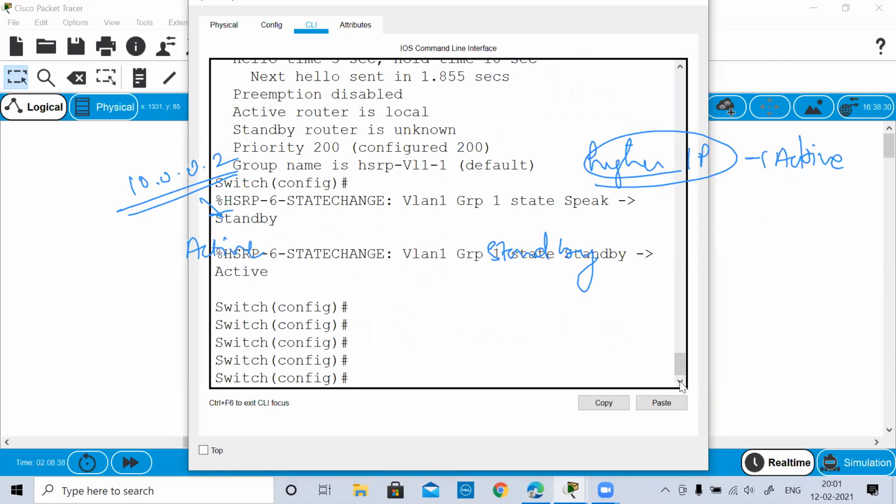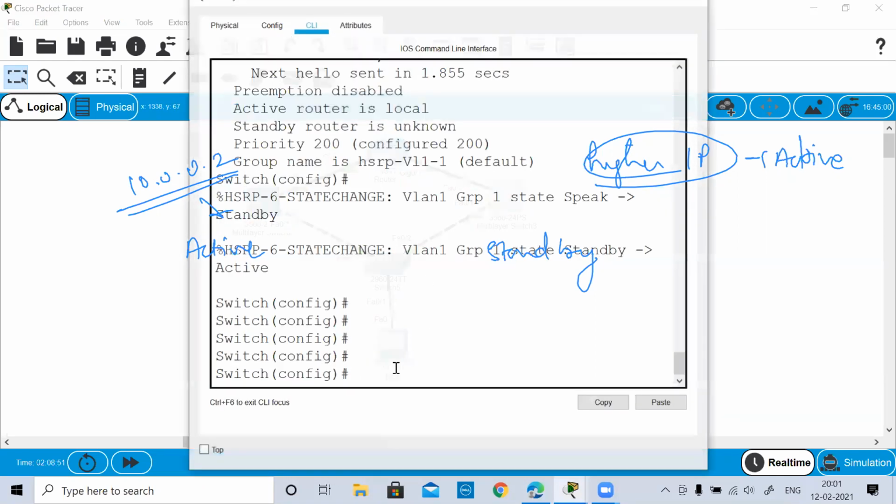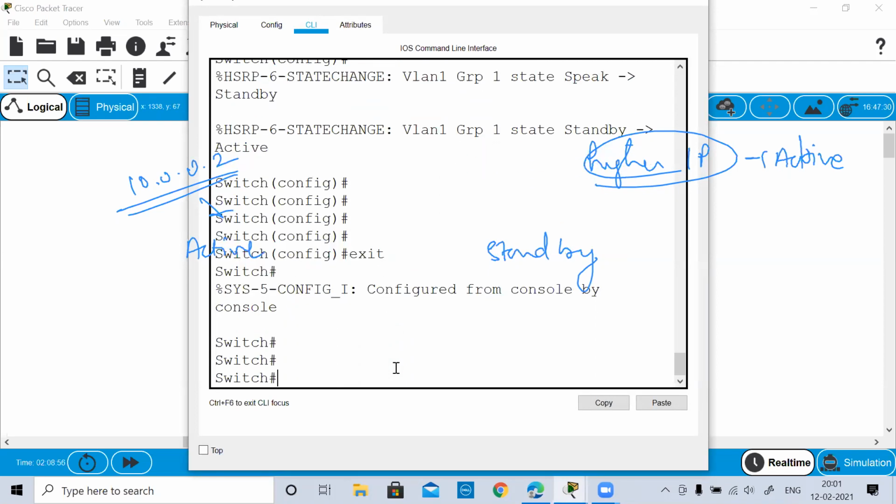This has already come into active state because see VLAN group 1, the state has now changed to active. I should have actually turned the debug on. I didn't do that. So in that debug, you will be able to see. The debug command is just writing debug standby events. If you want to shut the interface, after that you can just go and write debug.